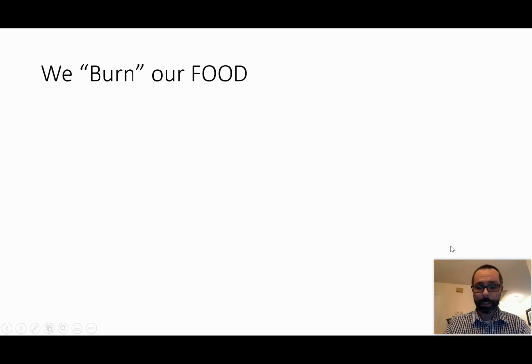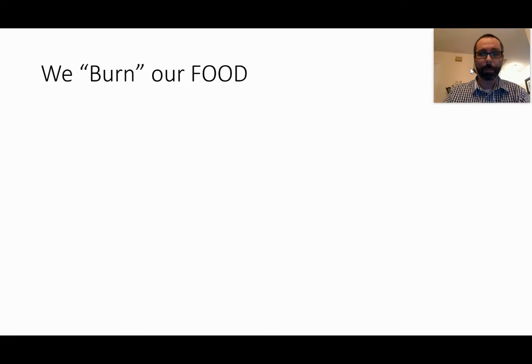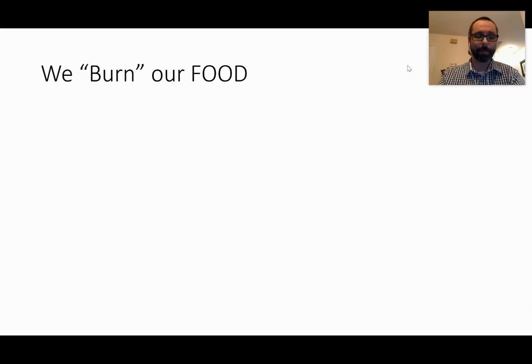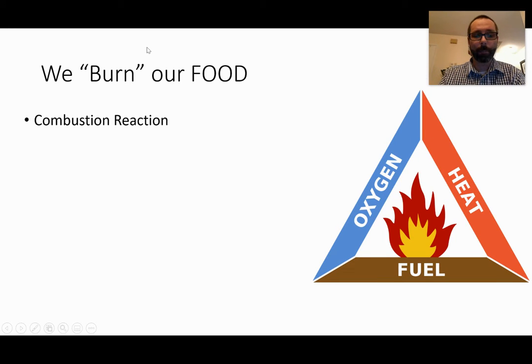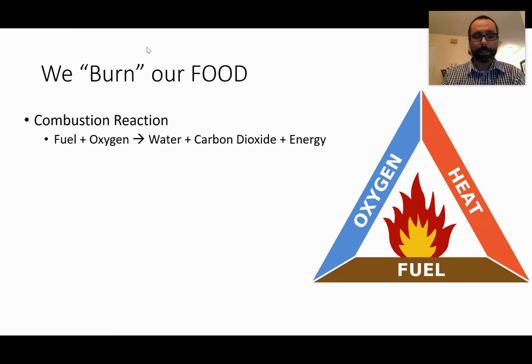So you might have heard before that we burn our food, right? And that word burn is maybe interesting to you because burning is also known as combustion, right? Over here on the right-hand side, we have something called the fire triangle, that if you have oxygen, heat, and fuel, then you could have fire. There is a formula for this. This is called a chemical formula, where we take some sort of fuel and we mix it with oxygen, and that will produce water, carbon dioxide, and energy.